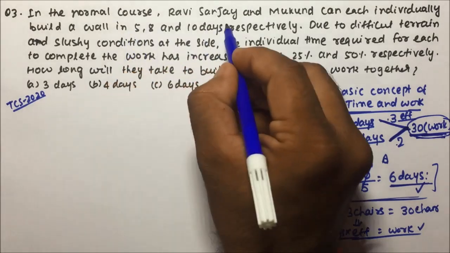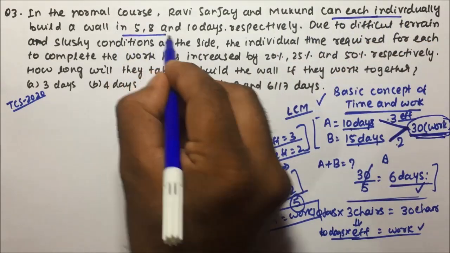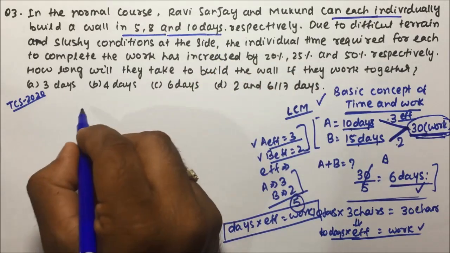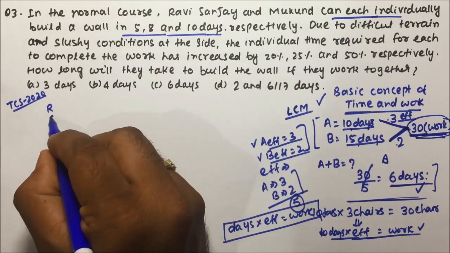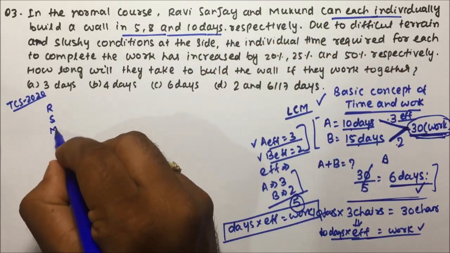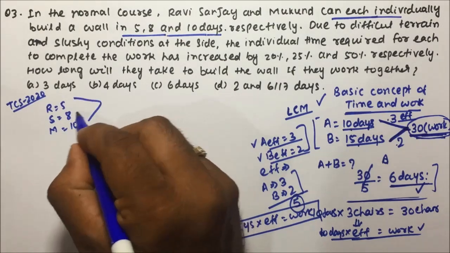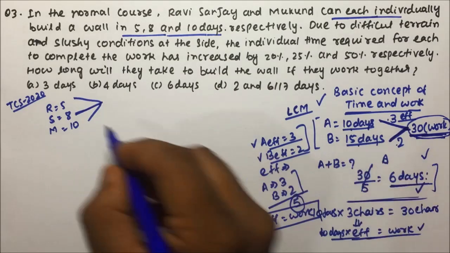Now in the normal case, Rabi, Sanjay and Mukund can each individually build a wall in 5, 8 and 10 days. So friends, in the normal case you can see Rabi, Sanjay and Mukund can do a work in 5 days, 8 days and 10 days. Okay, so actually we don't have to take the LCM and solve this, but to understand the concept I am doing it.